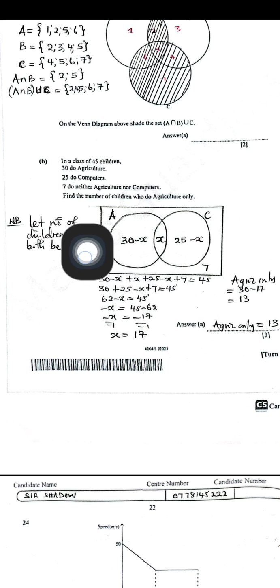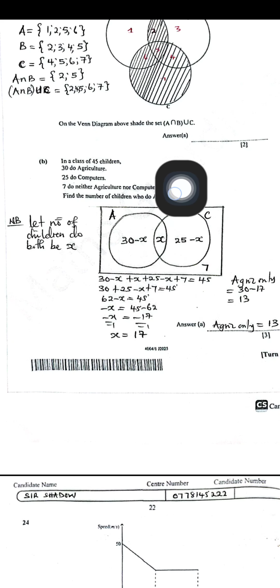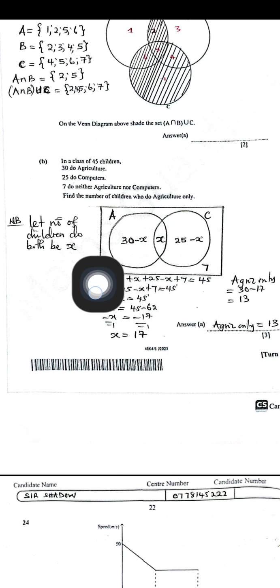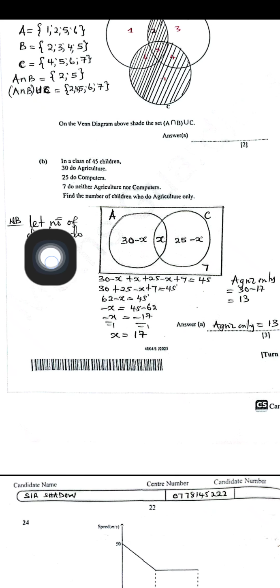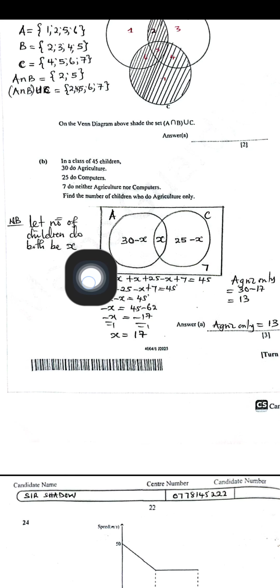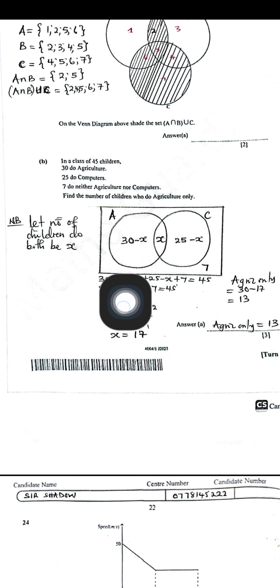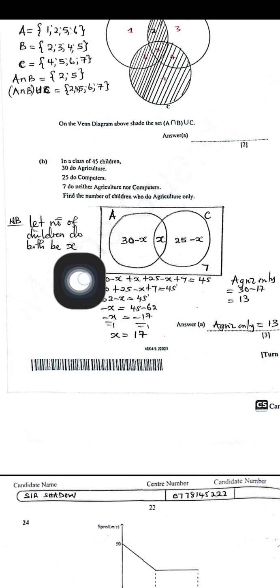They neither do agric nor computer. You have 7 children. All right. So what I have to do is let the number of children who do both subjects, the number of children who do both agric and computers, be x, right?